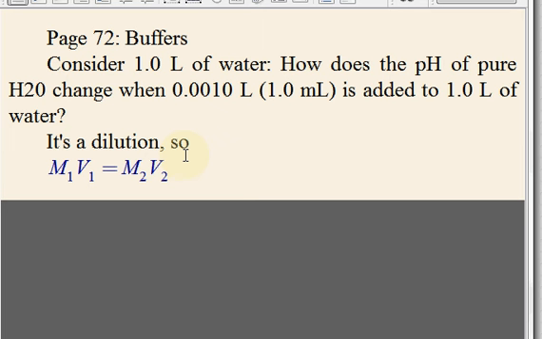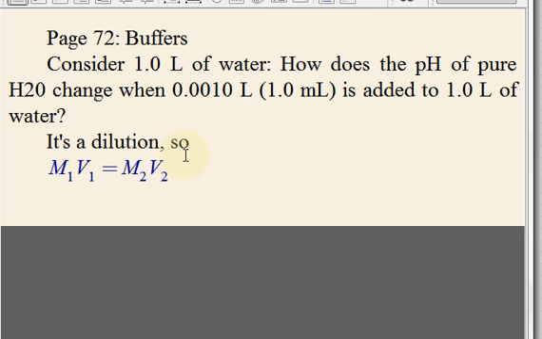concentration of hydrogen. So I'm saying M1 is 1.01 times 10 to the something. That's for the HCl. Yes, that's the very concentrated. So I would call that the initial.